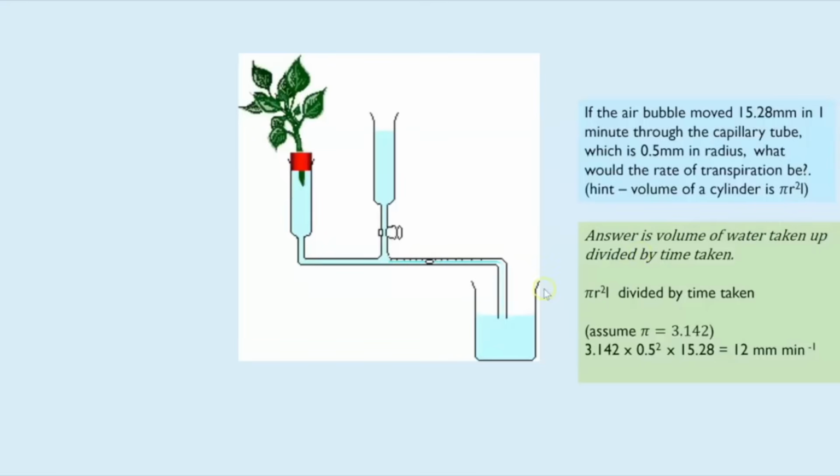So to work out the volume of a cylinder, it's pi r squared times L, which is the length or the distance that the air bubble moved. Now we're just going to assume that pi is 3.142 in this example. So we can then put in the data. So we've got pi, 0.5 squared, and the length or the distance was 15.28. Multiply all of those and it comes to 12. So that's 12 millimetres per minute.